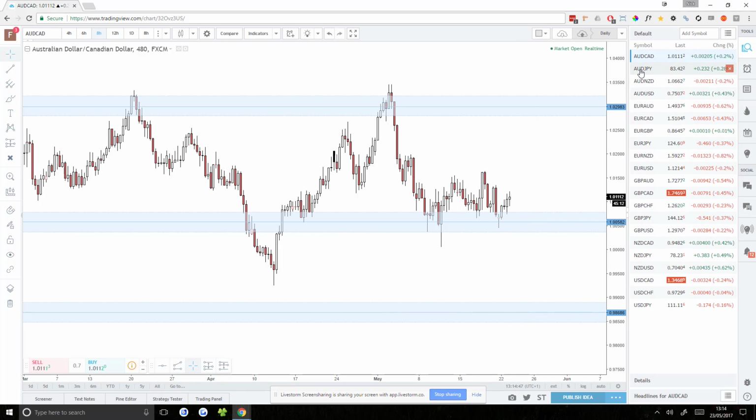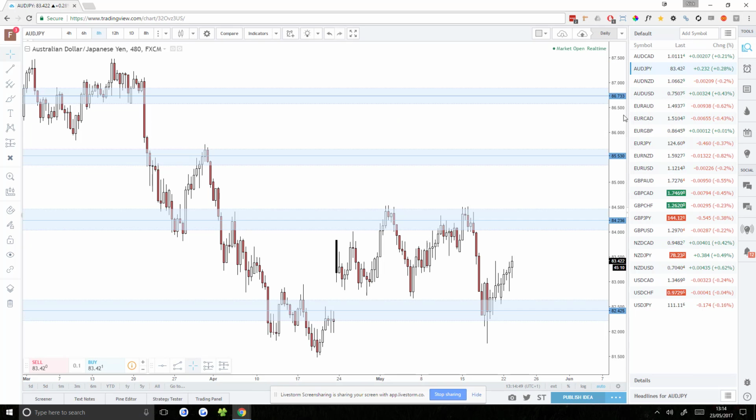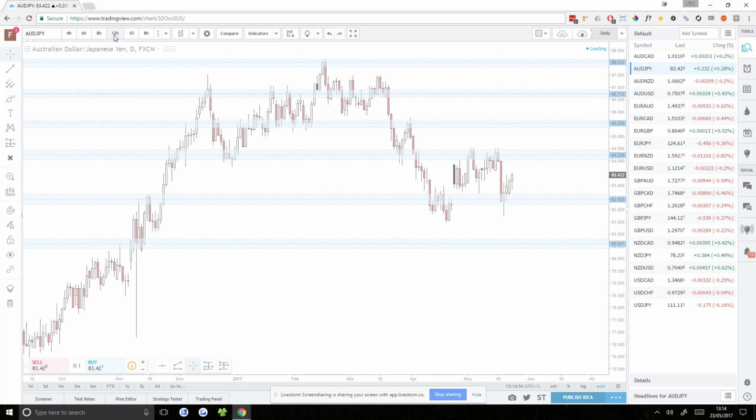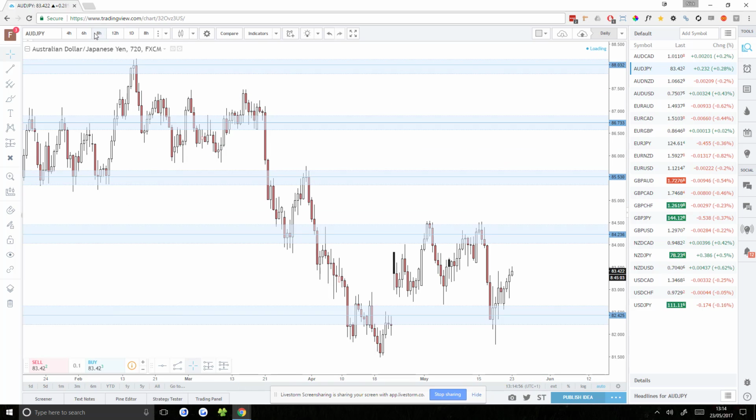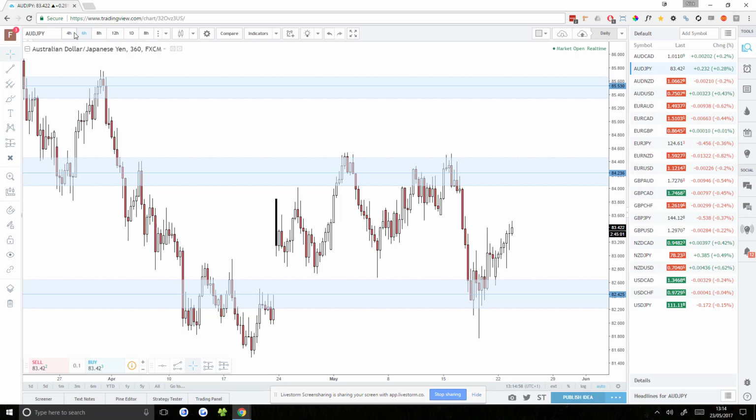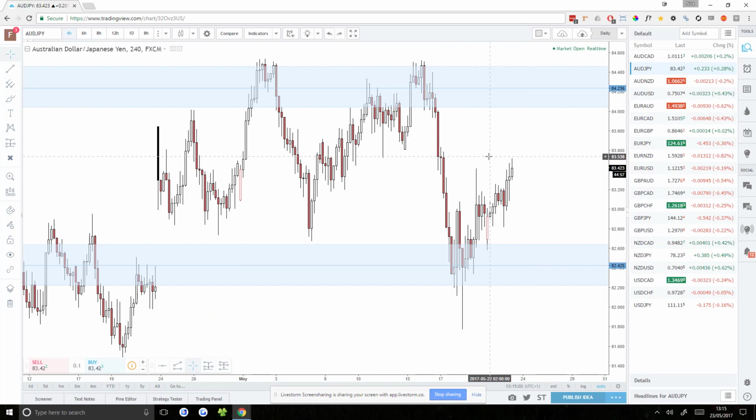So let's go on to AUDJPY. What's going on with AUDJPY? AUDJPY is reversing. Not really a trade that I would want to take. That indecision candle was absurdly big. So yeah, nothing really going on here. Nothing that I would trade at the moment.